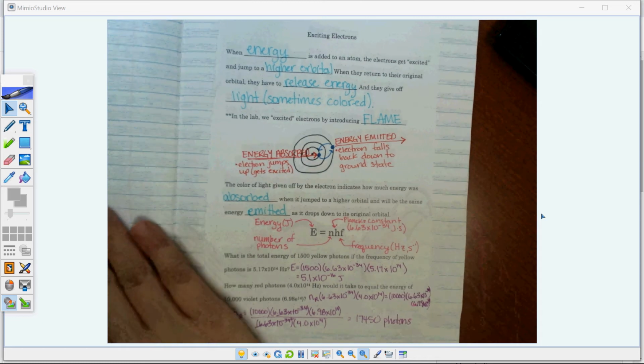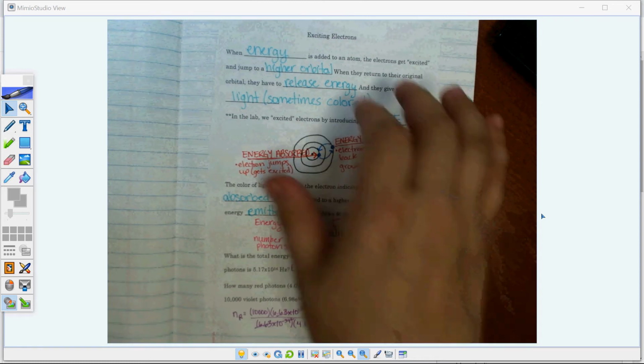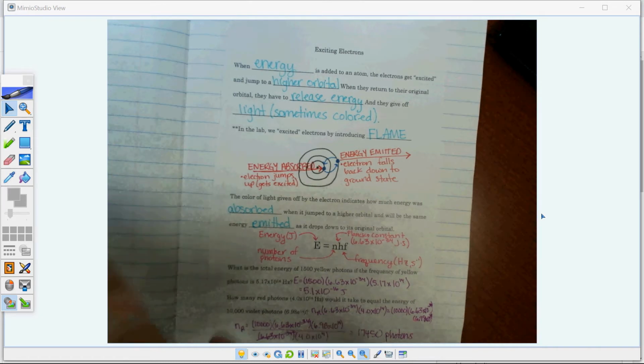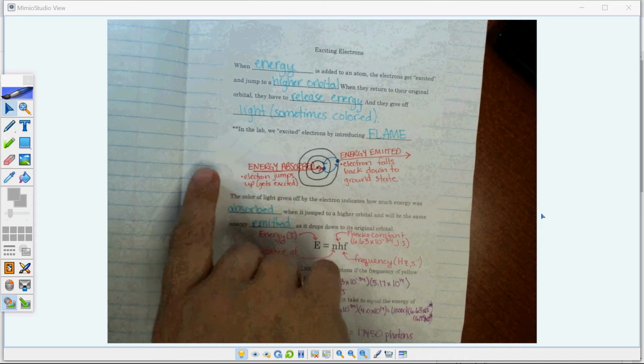This is the light portion of Unit 4. When we talk about just light in general, this is where the light comes from. This is the explanation of what's happening in the atom.